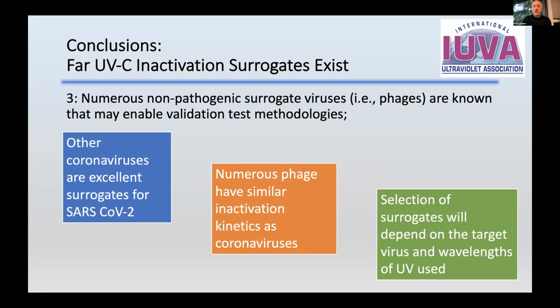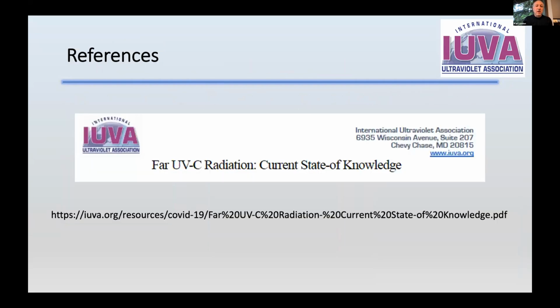They have very high similarity as far as genomic similarity to SARS-CoV-2. There's also numerous phage that have similar inactivation kinetics, which I've shown you, the T1 phage, the Q beta phage, and these surrogates can be selected, but the selection of those should depend on the target virus and the wavelengths of UV used. With that, I just want to refer you again to the white paper that was just published, and all the references that these data came from are encompassed in that white paper.